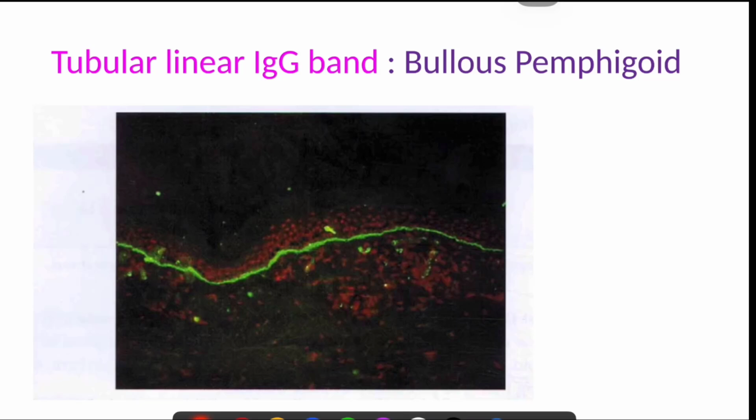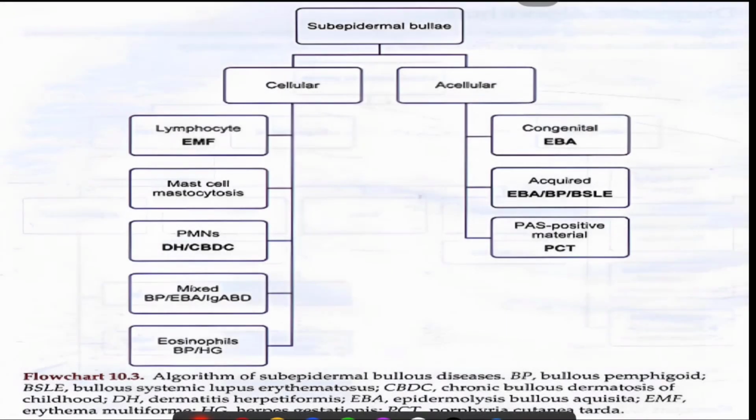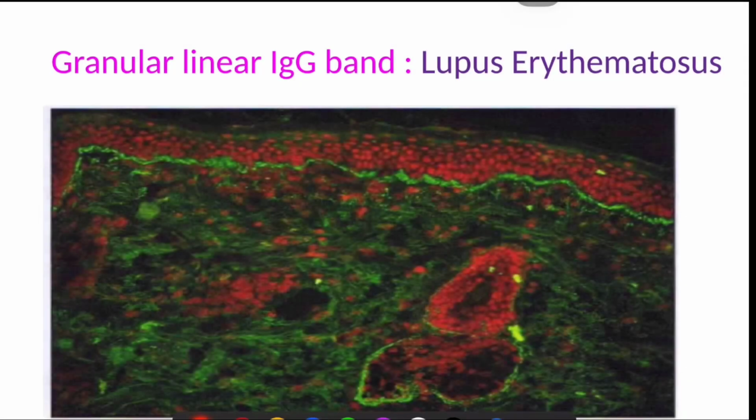And in bullous pemphigoid, this is a linear IgG band identified by the direct immunofluorescence method. So already we have discussed subepidermal bulla, whether it is cellular or acellular, which we have to define according to the presence of cells in the bullous space. And if it is lupus erythematosus, you can identify this type of granular IgG band.